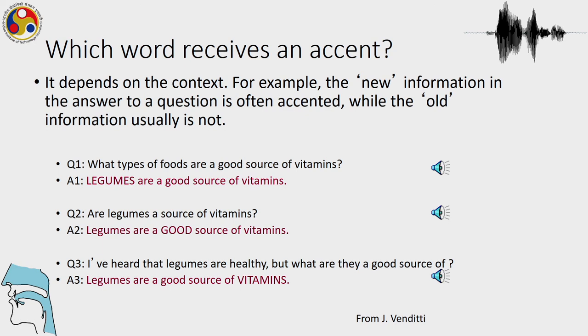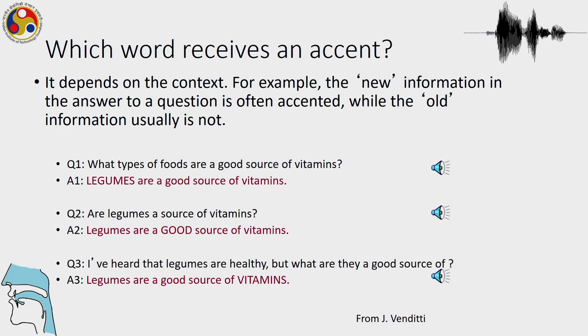Even though the sentences are string identical, they are answers to different types of questions, which are asking for different answers. So, are legumes a good source of vitamins? Legumes are a good source of vitamins. That's why, even in the string identical sentence, the new information provided here is good, unlike the previous sentence where legumes was the new information. And I have heard that legumes are healthy, but what are they a good source of? If that's the question, then the new information provided will be that legumes are a good source of vitamins.